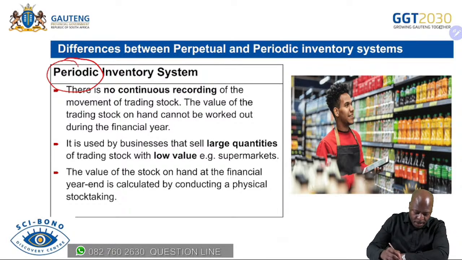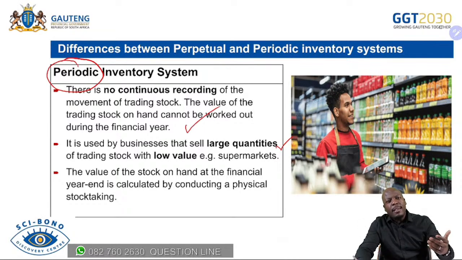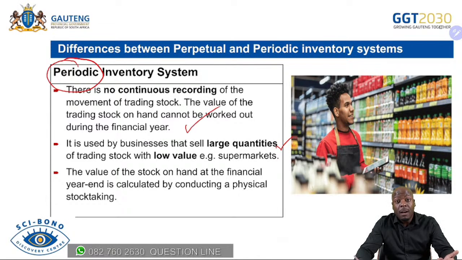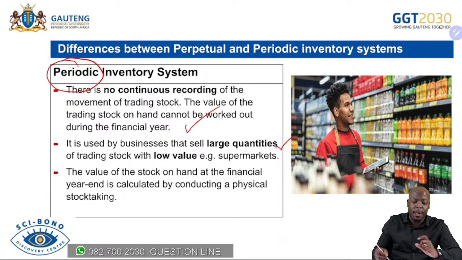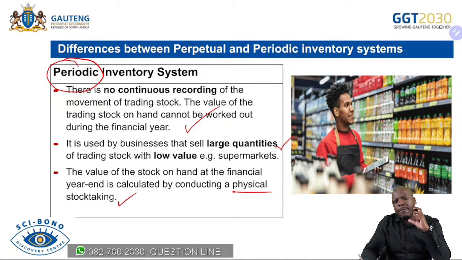With the periodic inventory system, my second point is it is used by businesses that sell large quantities of trading stock, but normally these are of low value. Most of them are the supermarkets. And then the next point that is very important is that the value of stock on hand at the end of the financial year is calculated by conducting a physical stock taking. So you need to do a physical stock taking at the end of the financial year for you to determine the value of inventory at the end of the financial year.